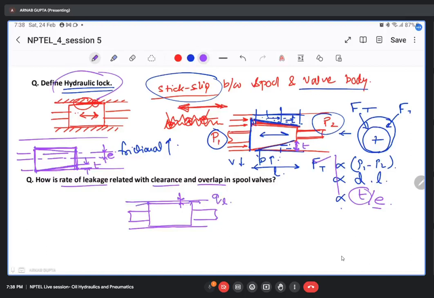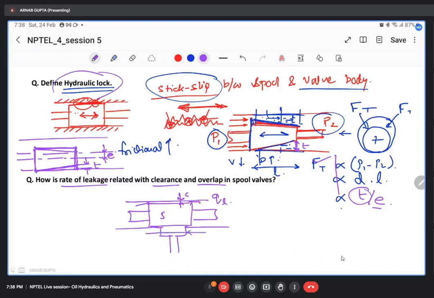Okay. So generally, this is the clearance that I am talking about, C, and what is overlap? So in spool valves, this is the spool land, and you also have the ports through which the pressurized liquid will either flow in or move out of the valve. Right. So suppose this is the port.